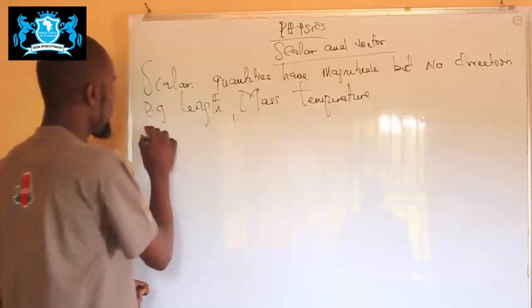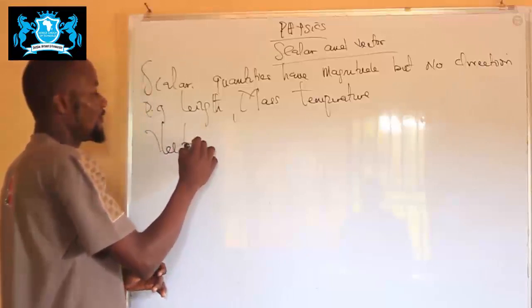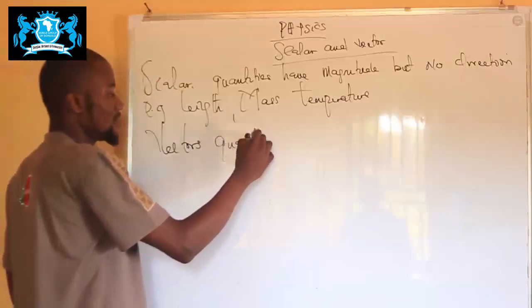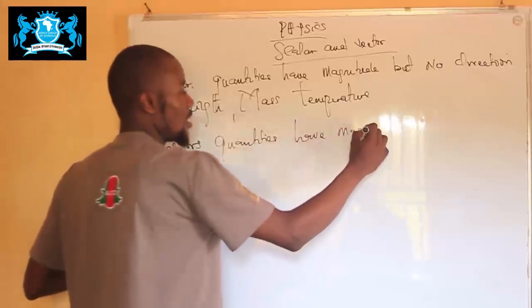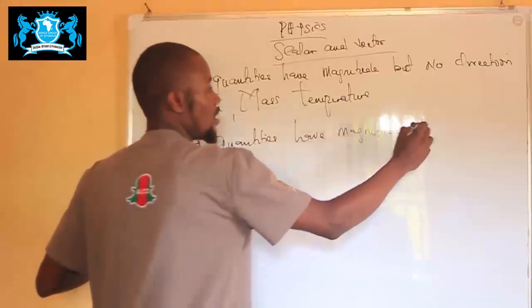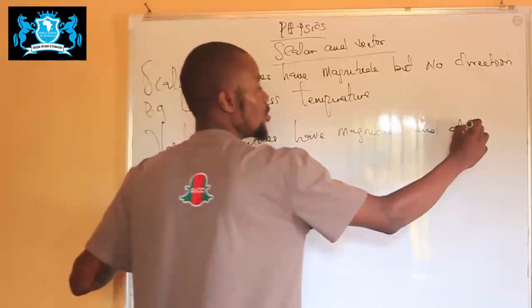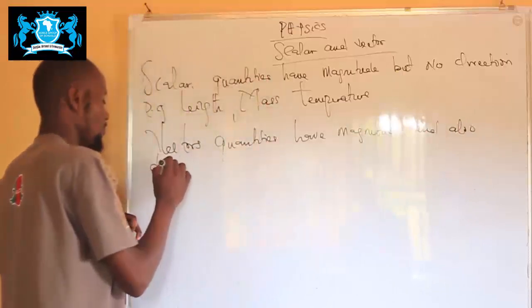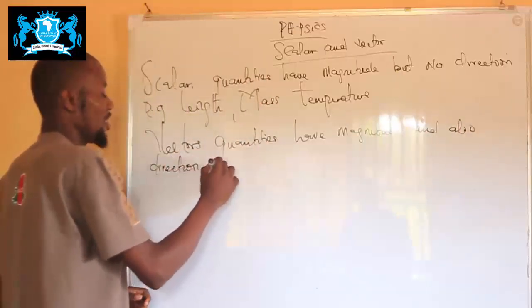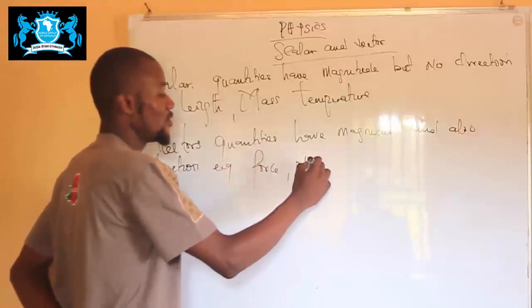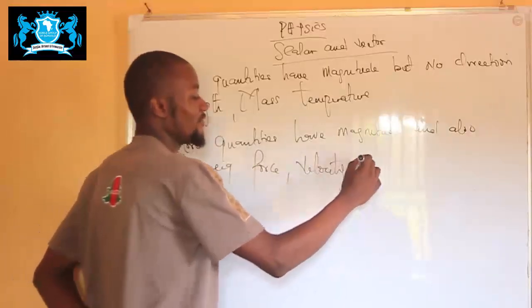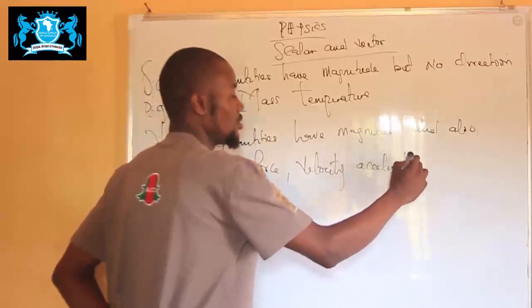Then we have vector quantities. Vector quantities have magnitude and also direction. For example, we have force, velocity, and acceleration.